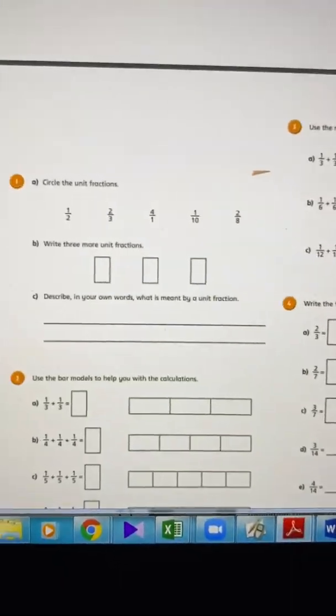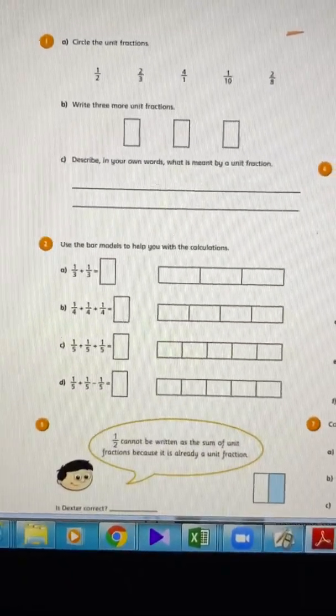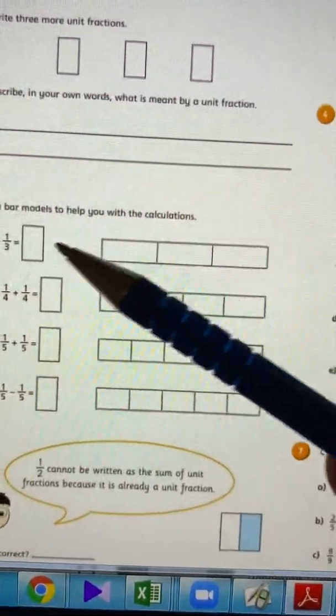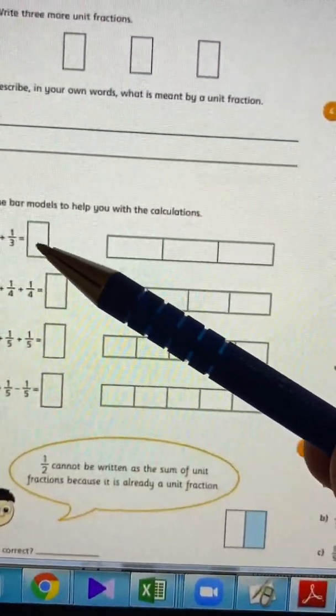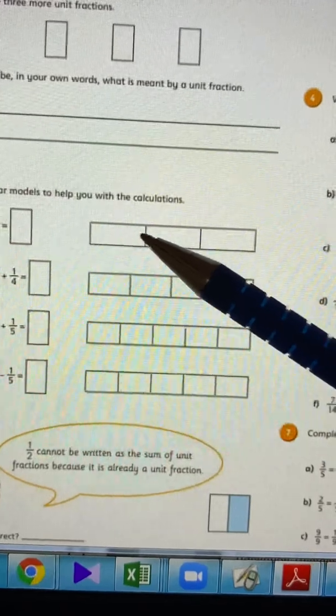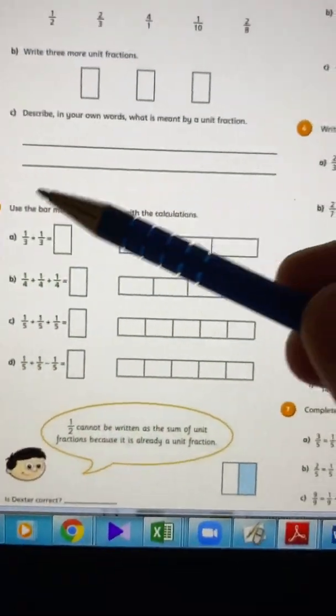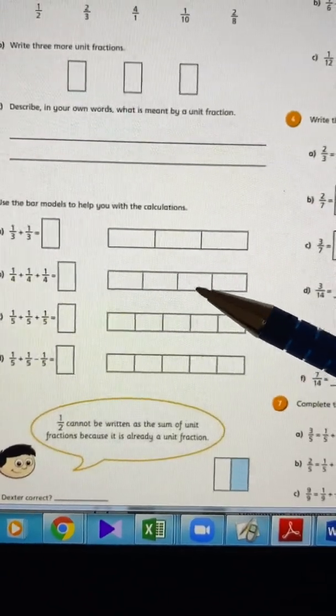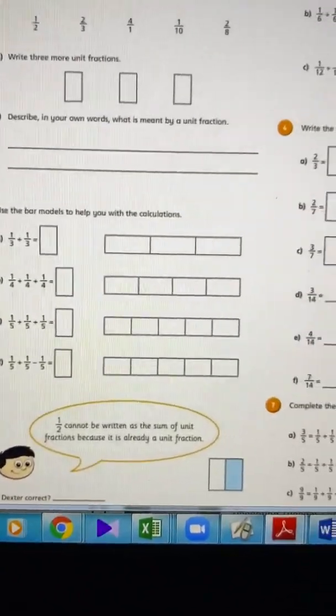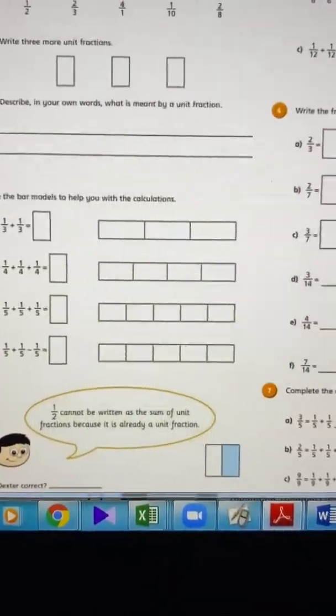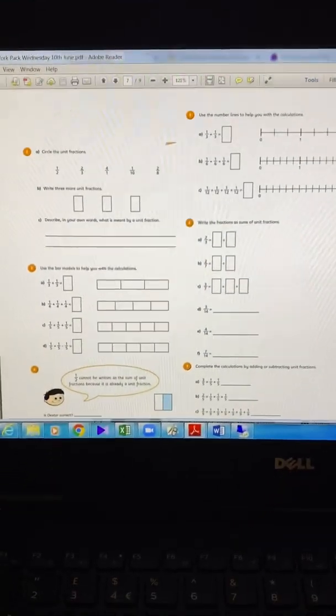Now it says you have to describe it in your own words, and then you have to use it. And with the bar models, 1/3 add 1/3 equals, well, I colour it in, 1/3, 1/3. It's going to equal 2/3. So this shows you the picture and gets you to do the calculation. Okay, have a go. Any problems, let me know.